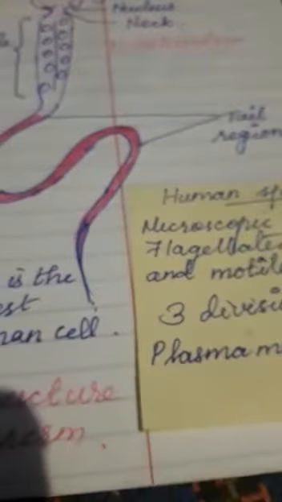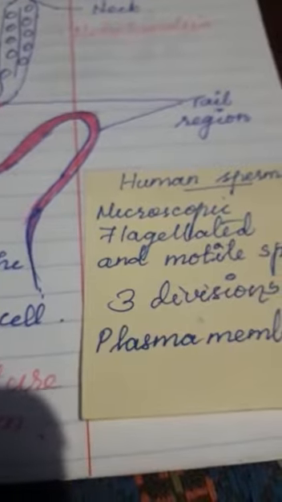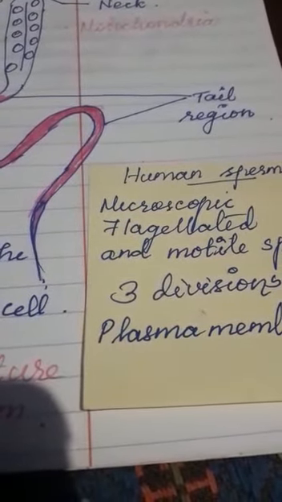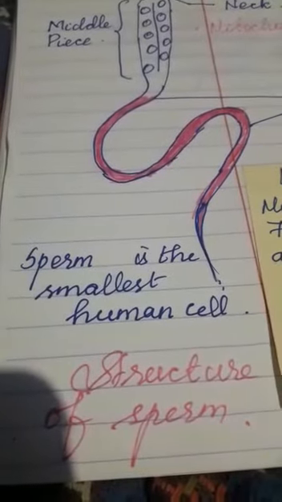Next, characteristics of human sperm. It is microscopic, flagellated and motile. The body is fully enclosed with plasma membrane. This sperm is the smallest human cell.